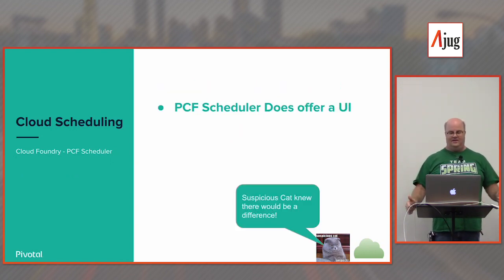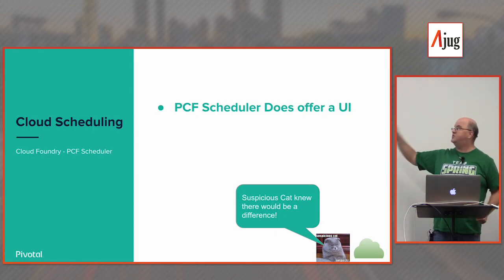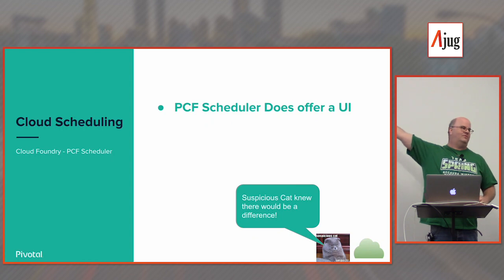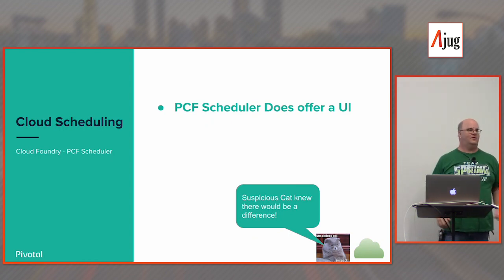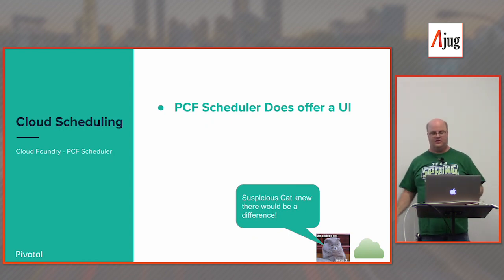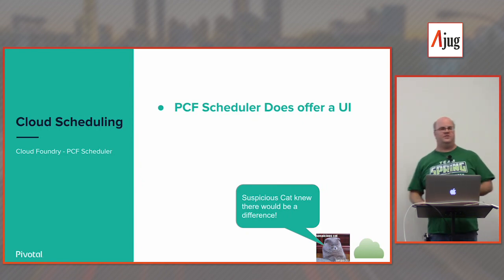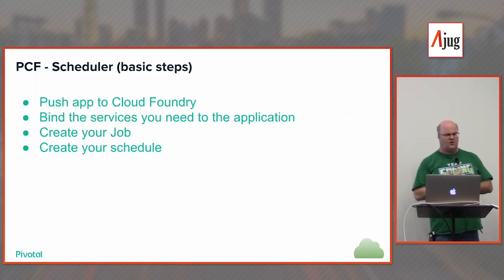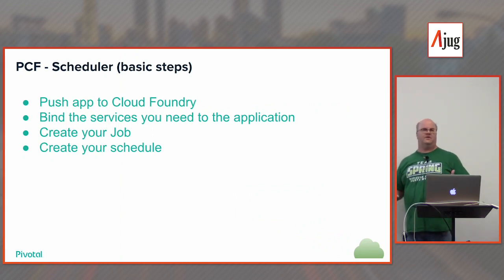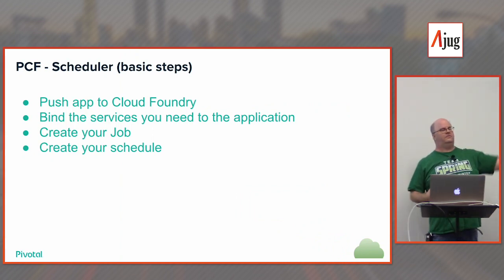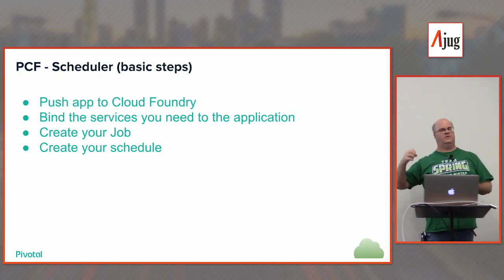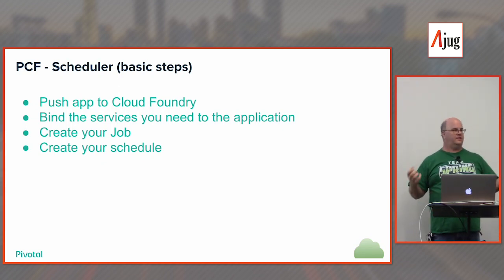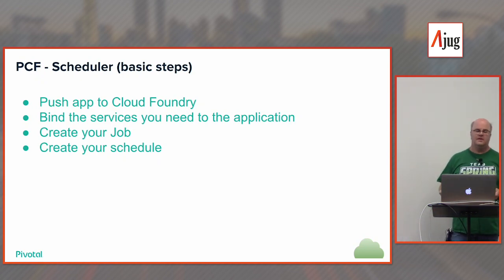Unfortunately, I got caught in a lie. Suspicious Cat was right. PCF Scheduler on Cloud Foundry has a wonderful UI in which you can do scheduling. Kubernetes does not. So, unfortunately, or fortunately, Suspicious Cat wins the argument. So what we've covered so far is the vocabulary, what tasks are, and ways in which you can launch tasks via scheduling or via event.